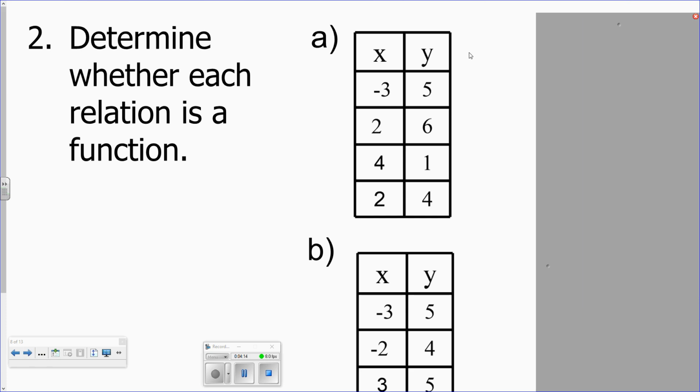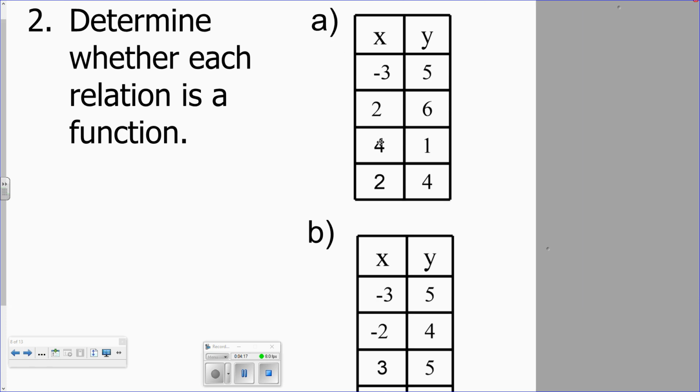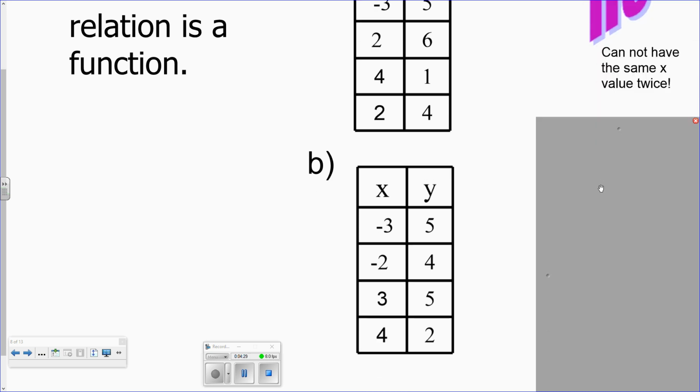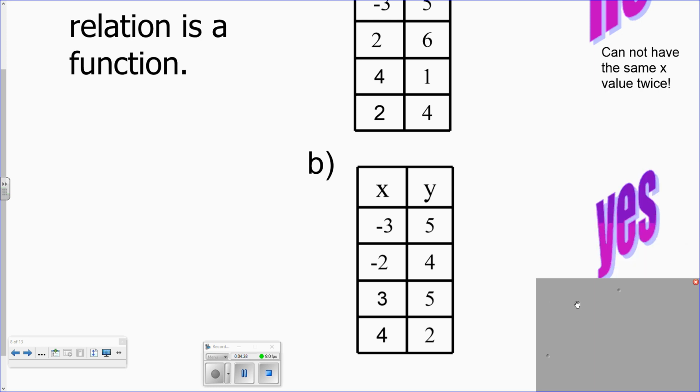The same idea is true in a table. We're looking at the x column to see if any of the x's repeat. Here we have 2 and 2. 1 is going to 6, 1 is going to 4. So this would not be a function because the x value is repeated. We have the same x value twice. But in the second column, we do not have the same x value happening twice. It does not matter that we have 5s repeating in the y values because our focus, again, when we're identifying a function, is to determine if the x values are repeating.